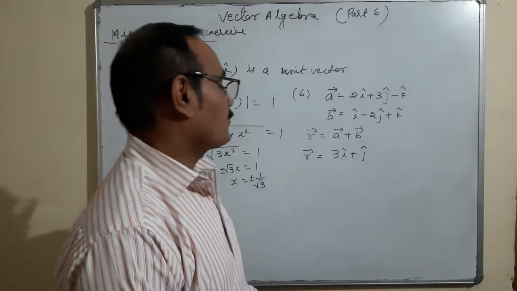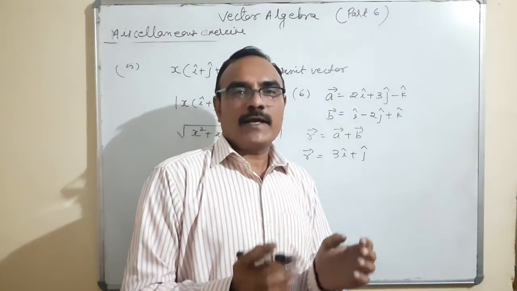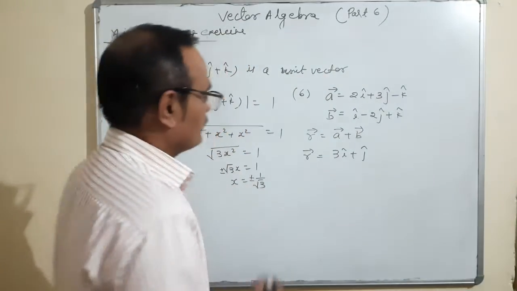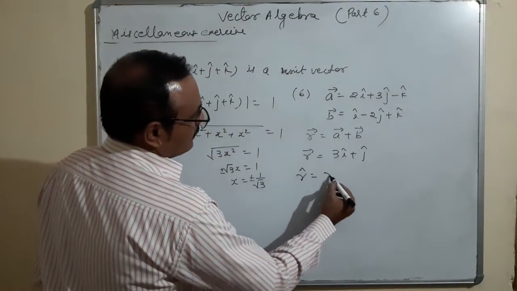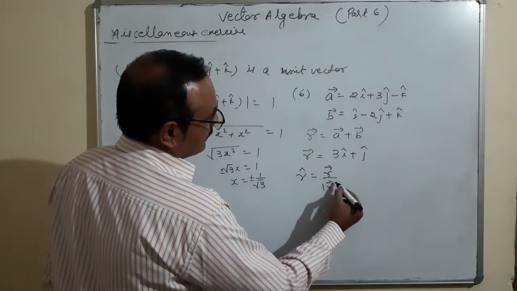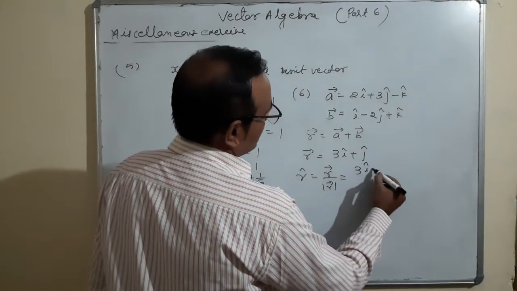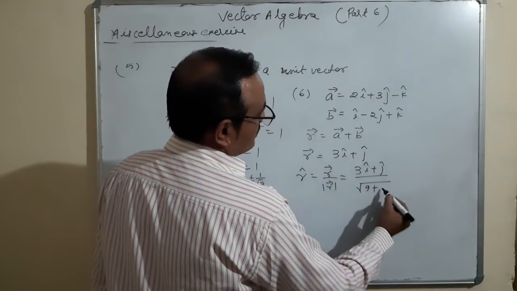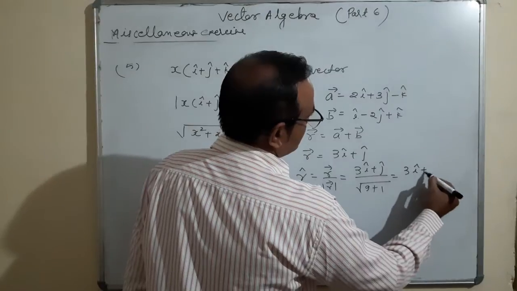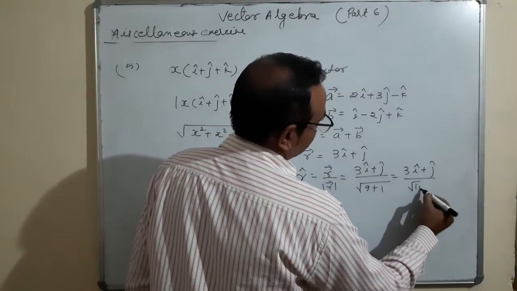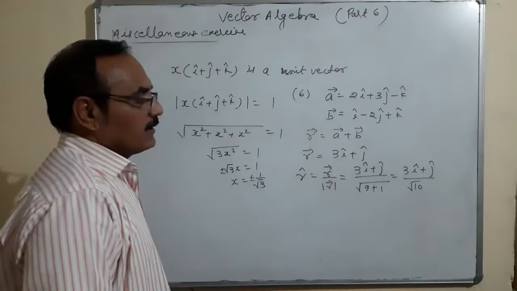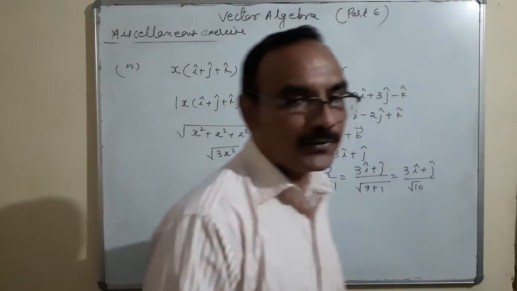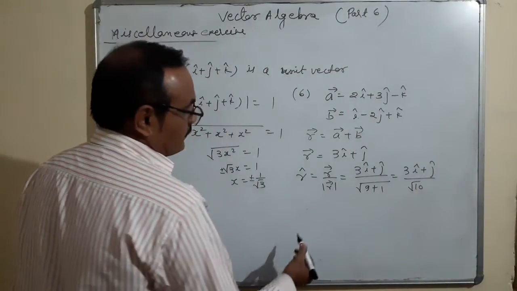So we are going to find the vector having magnitude 5. First of all, we have to find its unit vector. What does that mean? Vector R upon magnitude of vector R. So this is 3i plus j upon the magnitude, which is root of 9 plus 1, so 3i plus j upon root 10. It's a unit vector, and we are going to find a vector which has a magnitude of 5 units.